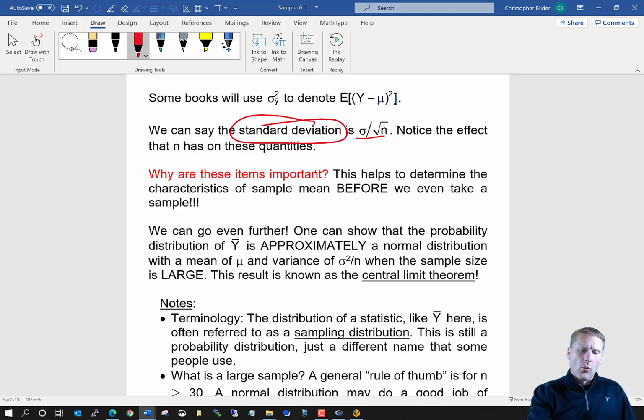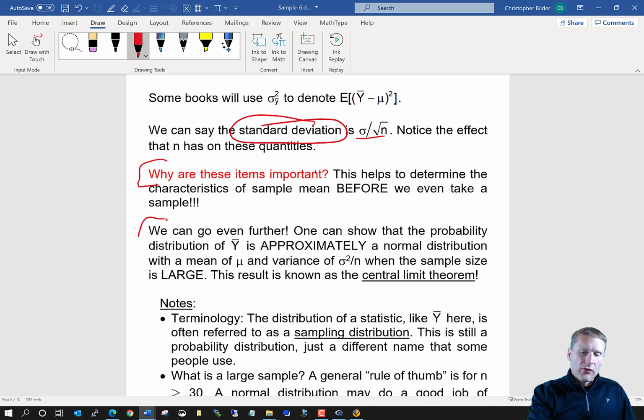So, why are these items important then? Well, what this does, it helps us determine the characteristics of the sample mean even before we actually take the sample. This is going to be very, very useful to us as we do stuff like, for example, inferences.